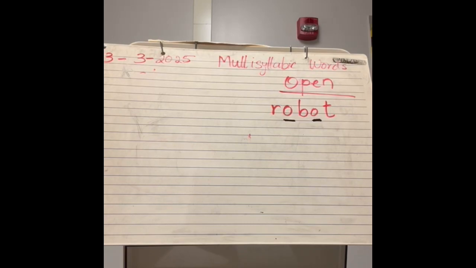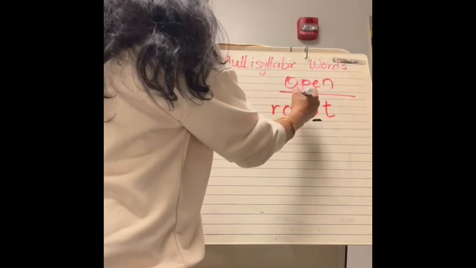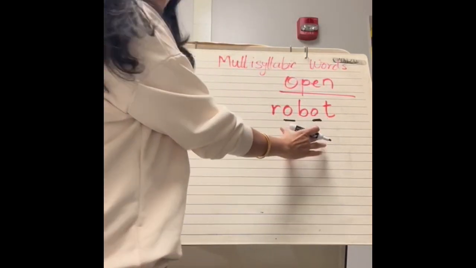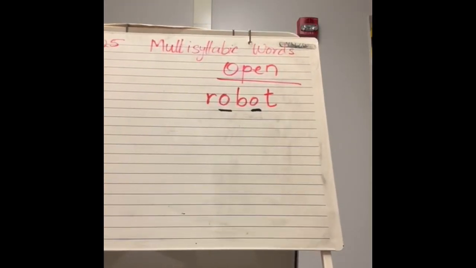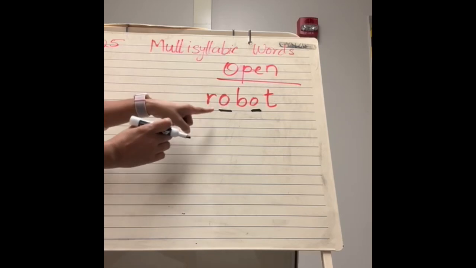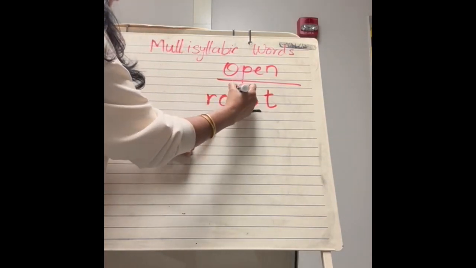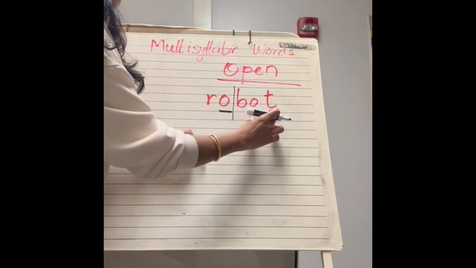Now, I do not see any two consonants together. Do you see? No. So let me think. Let me draw a line after the first vowel, because if I want to break this word into syllables, I should have at least one vowel in one syllable. So I break this word after the vowel. This is one syllable, this is two syllables.